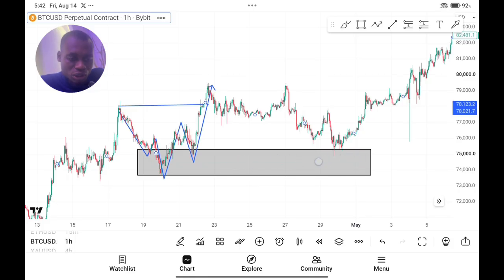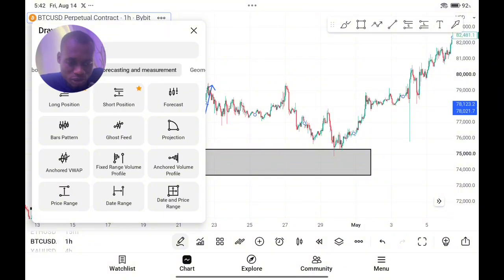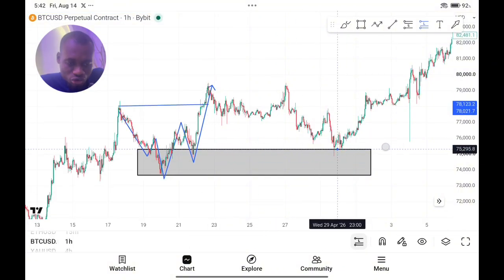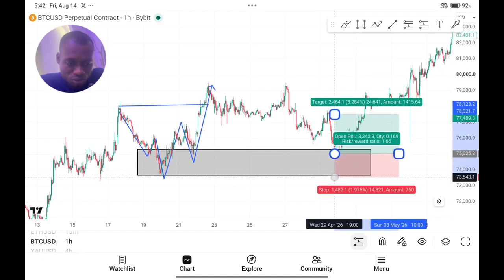So I'm going to pick out my long. This is my long position. I'll just wait whenever price comes to take out this structural liquidity. This is where I will take my entry from. My stop loss will be at this recent low. This is the recent low.